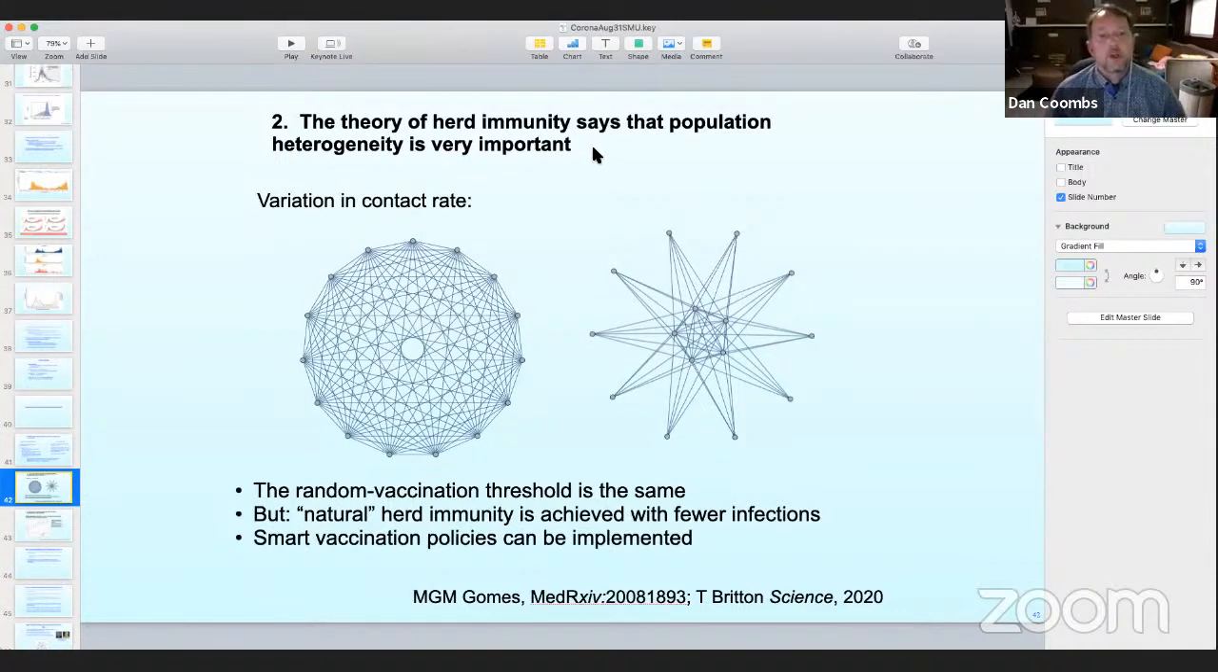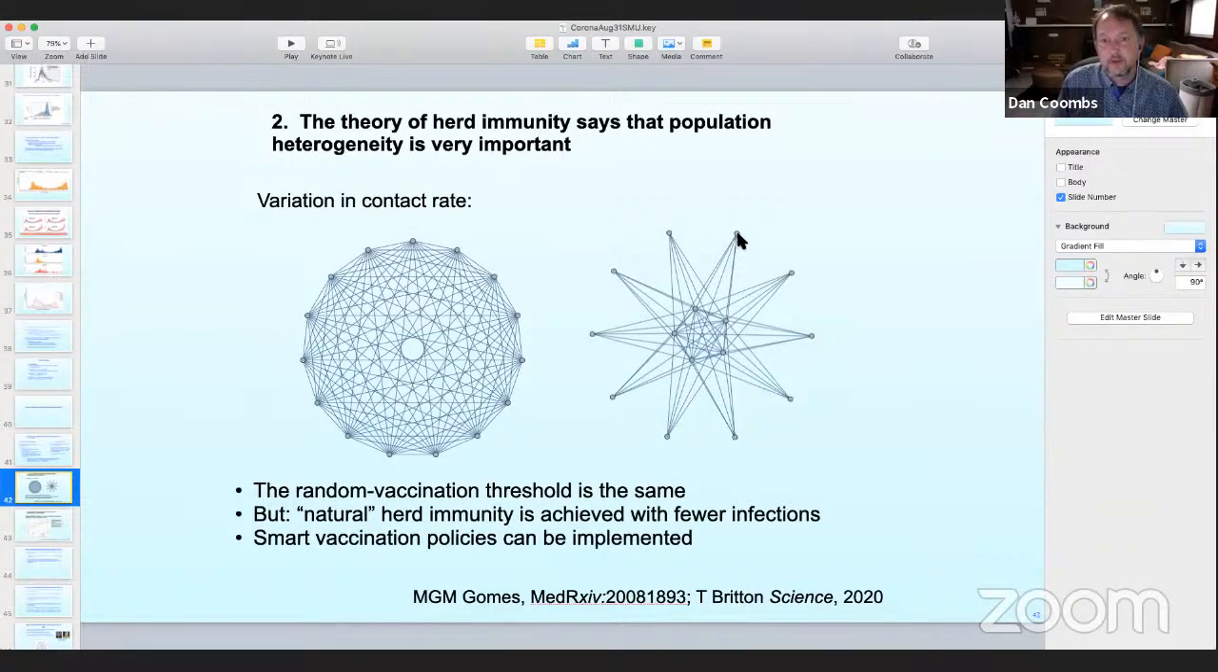Imagine you want to vaccinate to prevent some kind of epidemic process happening on this graph. Well, the random vaccination threshold is the same for both of these. So if you randomly vaccinate, say 3 people, then you're going to end up with essentially the same early dynamics, or the same probability of an epidemic going across your graph. But if you have an epidemic that's running, then it induces this sort of natural herd immunity, and it happens much quicker on the right-hand graph. And the reason for that is simple. Imagine that your infection process starts here with this person infected.